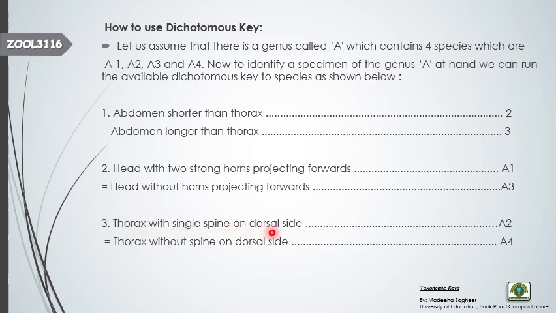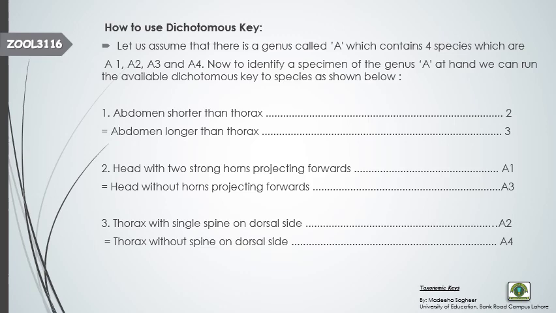Now again suppose that we have a specimen that has abdomen longer than thorax, but thorax is without dorsal spine. Okay. Couplet number 3. Thorax with single spine on dorsal side. No. Its second lead, thorax without spine on dorsal side. Yes. It means that our specimen in hand belongs to species A4. Right? So this is how to use or read the dichotomous key.